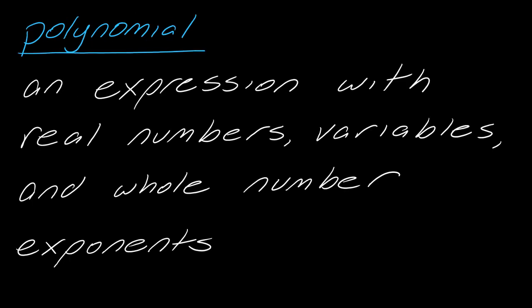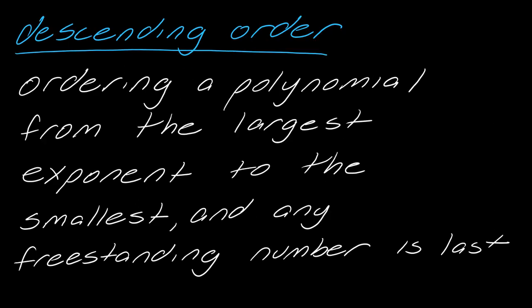So polynomial, just to make this nice and formal: this is an expression with real numbers, variables, and whole number exponents. And the thing that we like to do with polynomials is put them in what we call descending order. This is ordering a polynomial from the largest exponent to the smallest, and any freestanding number would come last. This is where I want to start, because generally if you put a polynomial in descending order, it makes everything easier.